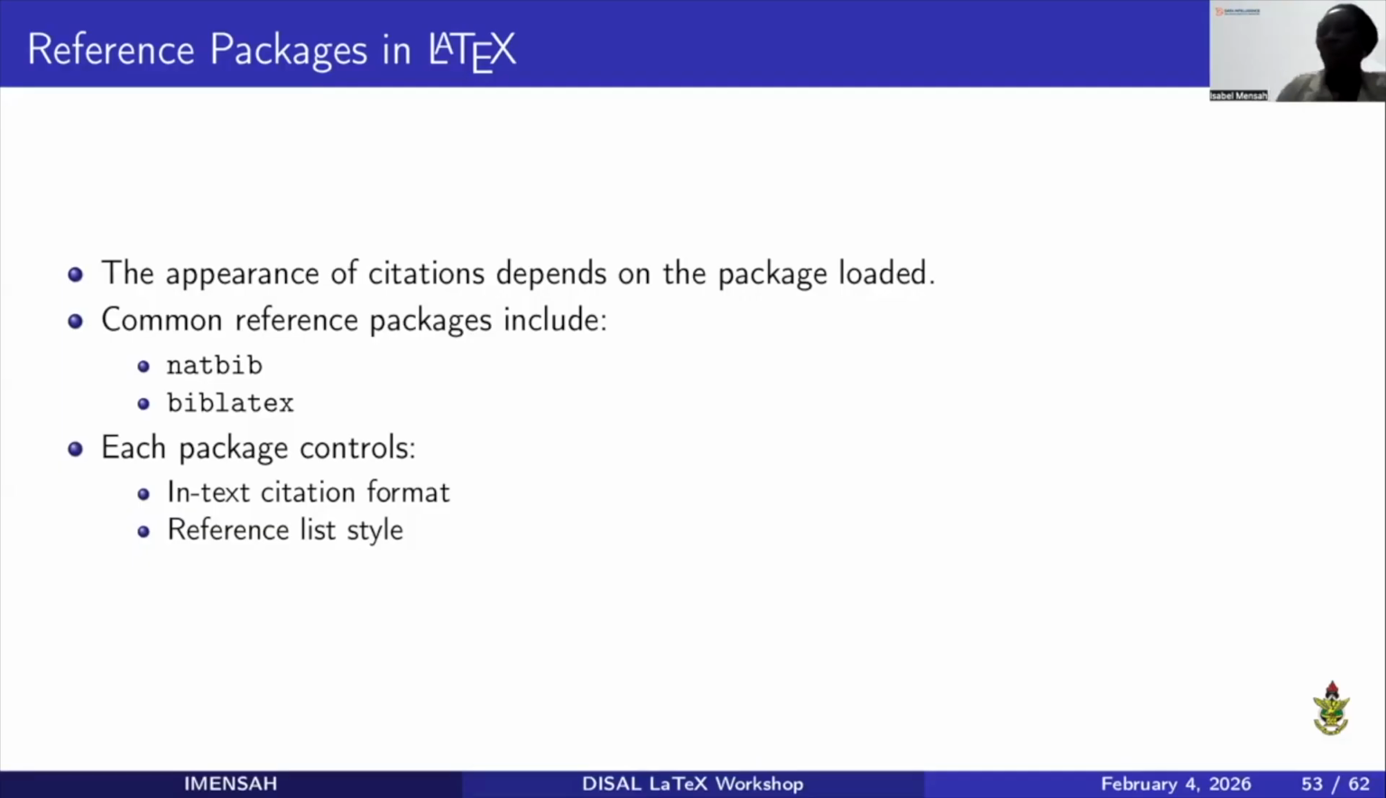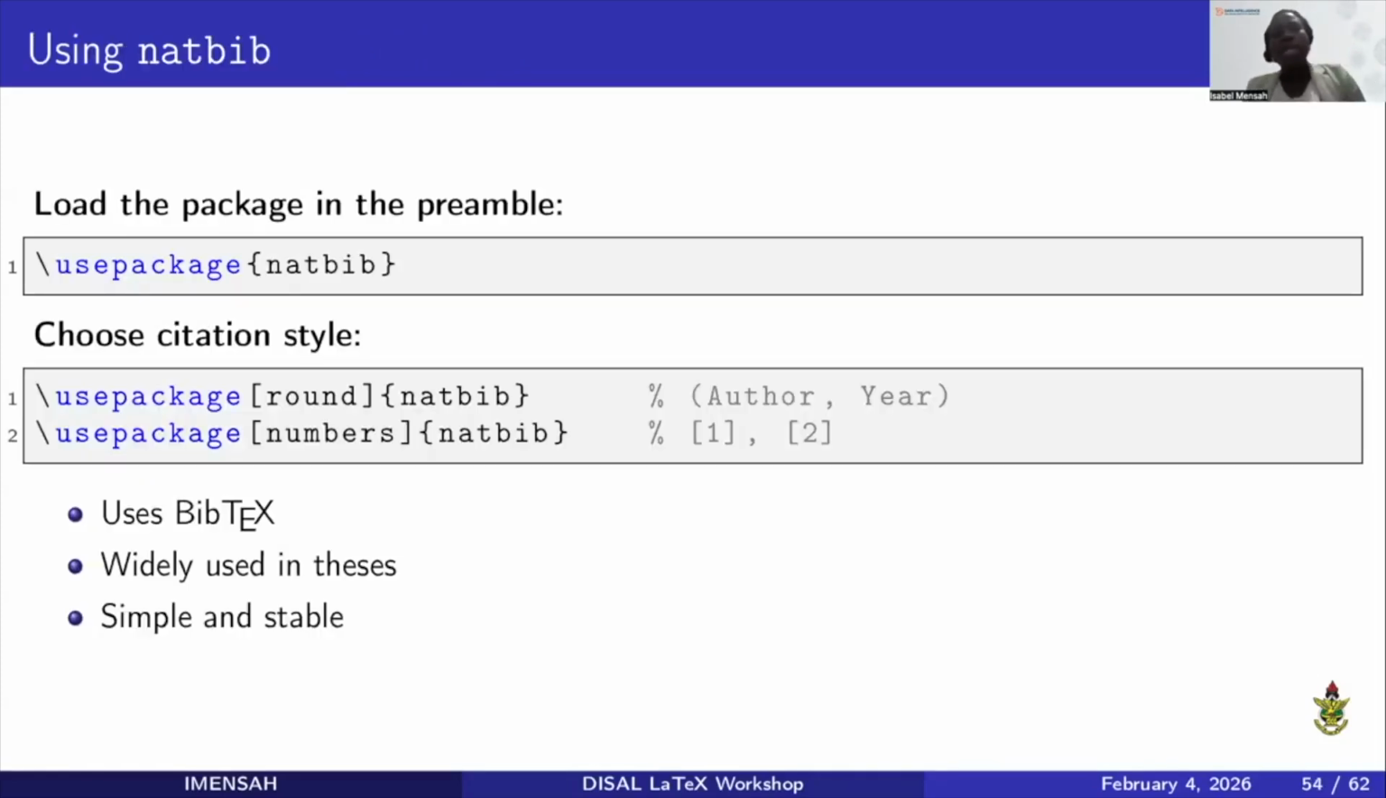So the very common reference packages that we have is the natbib. Usually the natbib is used with BibTeX, and we have the BibLaTeX. Now, these two packages control the in-text citation format and the reference list style. So let's look at them. The first thing, so if I still use the BibTeX, I mostly use the natbib. Now you specify the natbib in there.